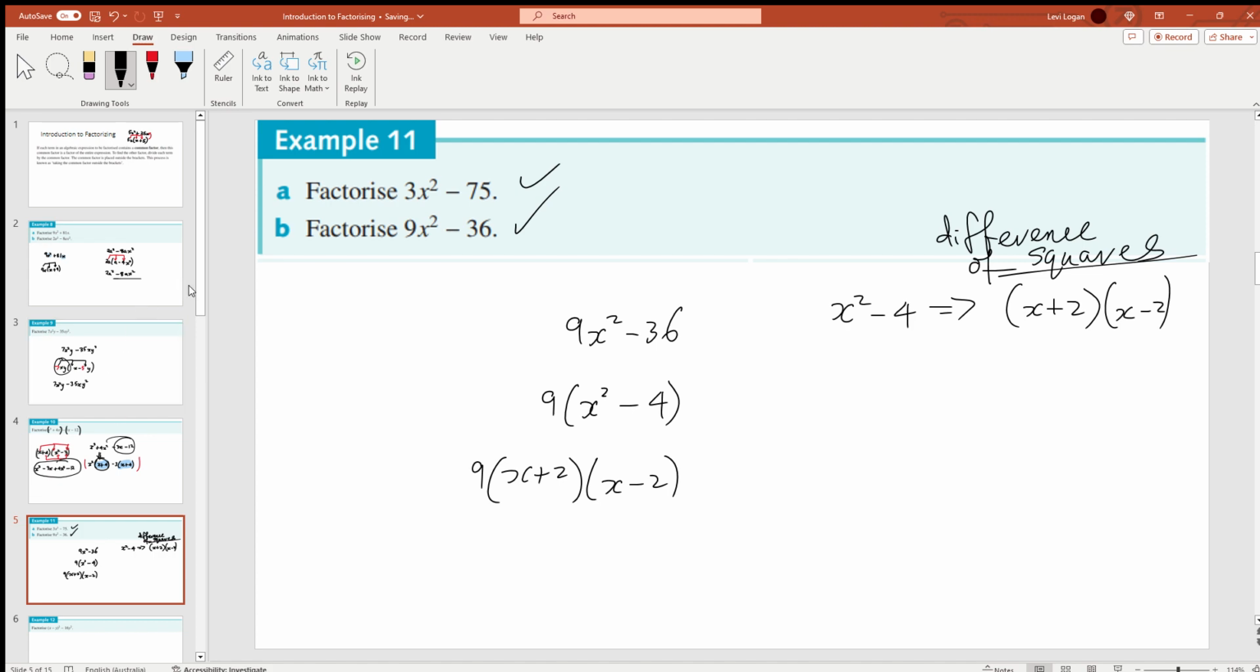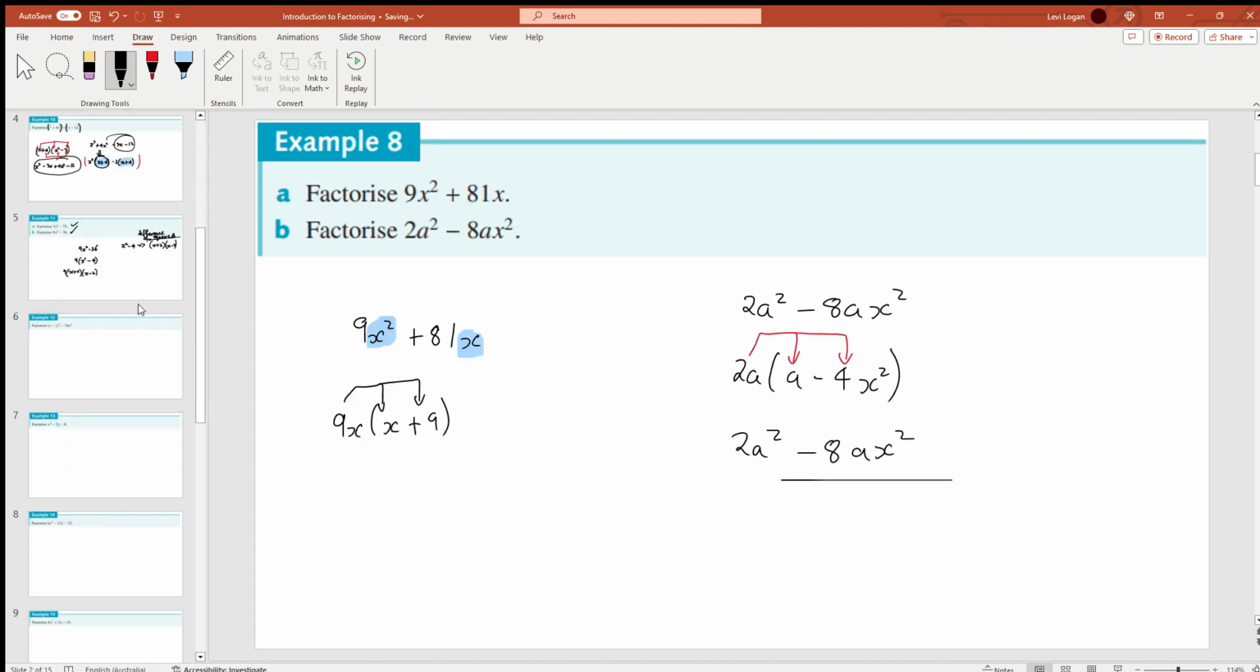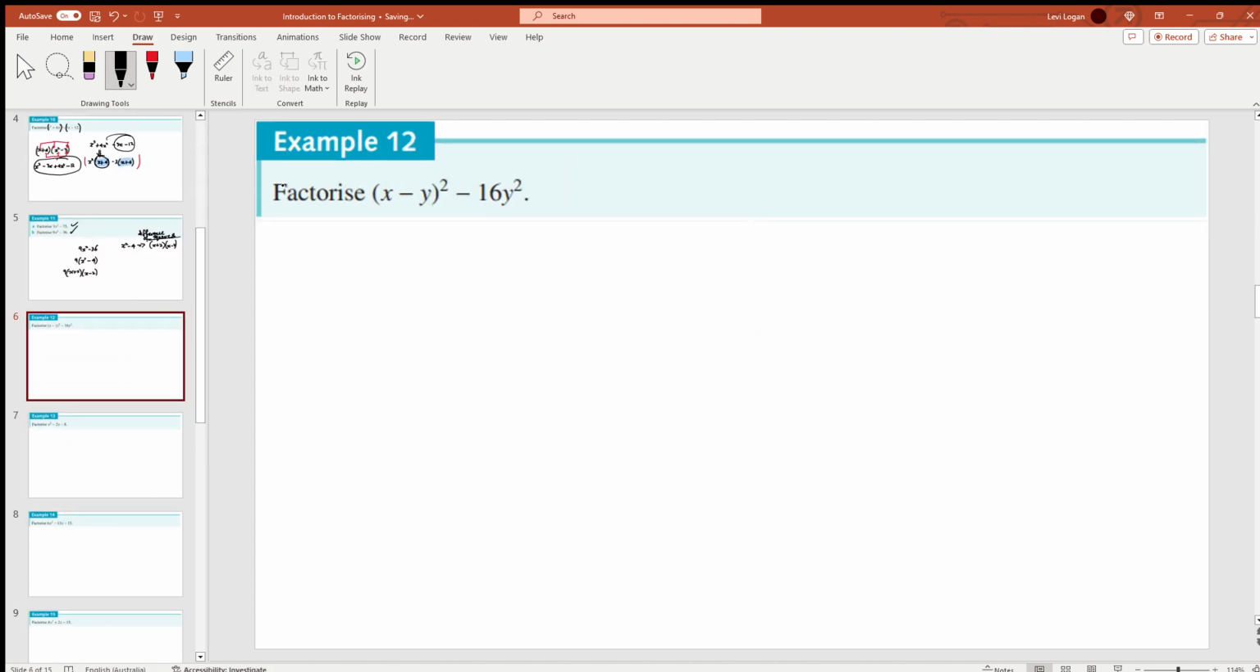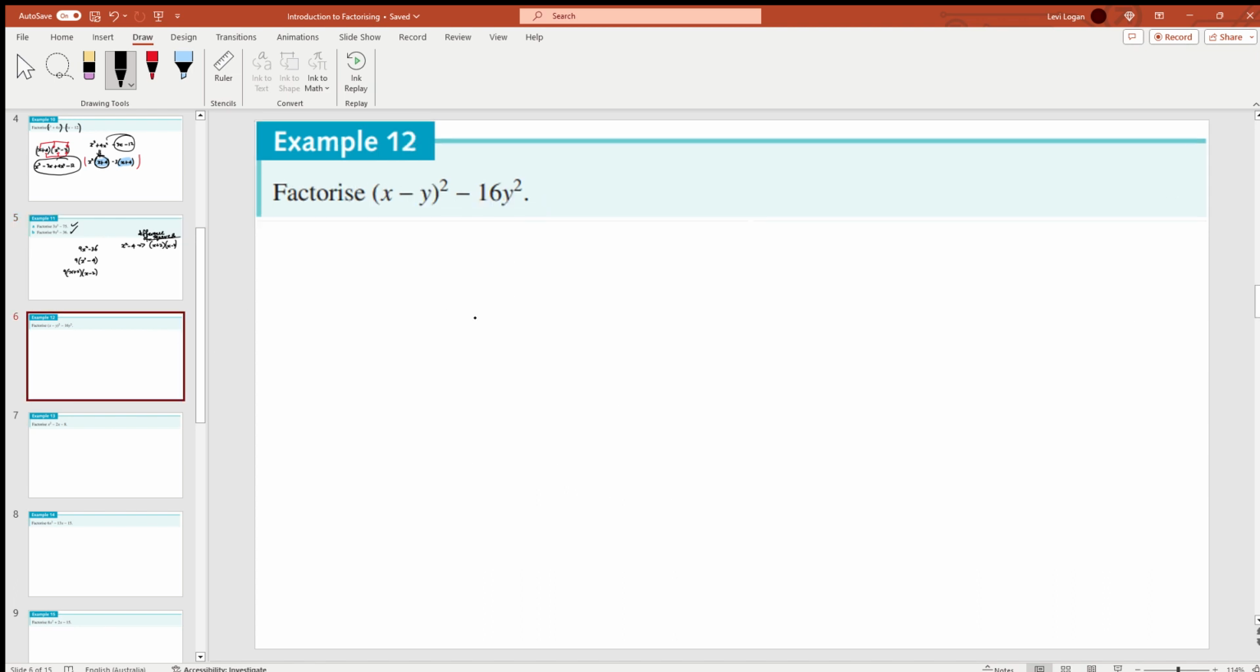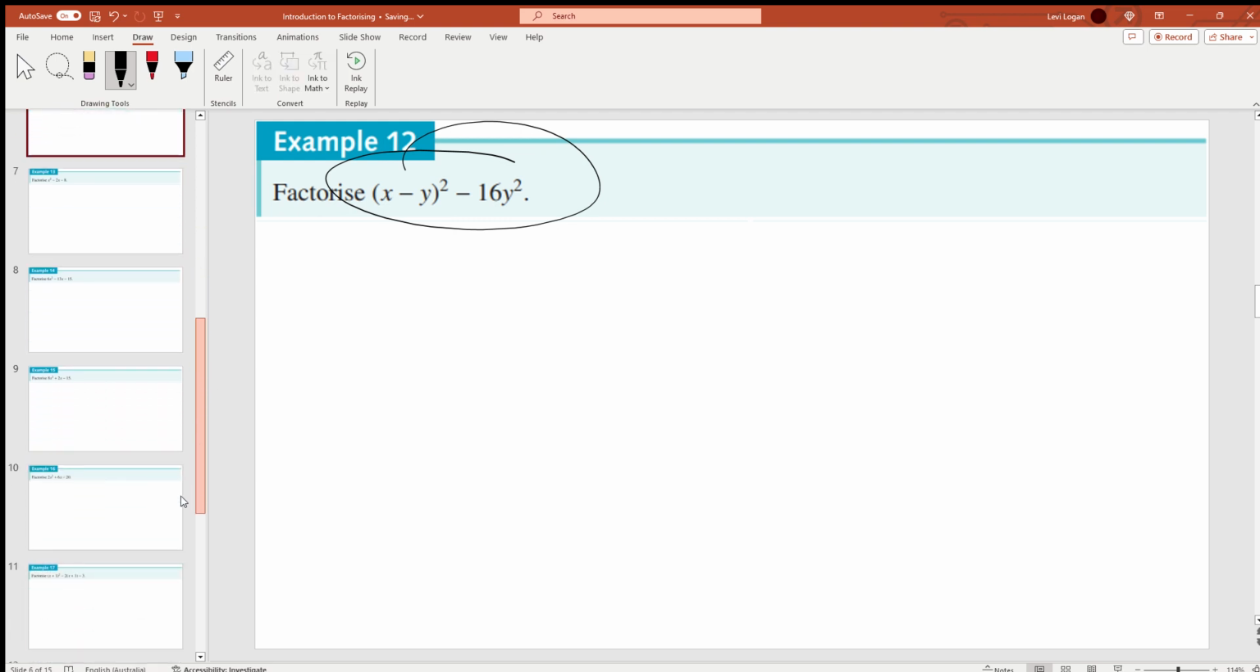Let's move on to the next example pretty much. Oh, that's the previous one. Alright, factorize the following. Actually, I think I might leave it for that video because I don't want to make this one too long. It's 10 minutes. So I'll see you in part 2 where we'll be starting example 12. And then we'll go through the rest of them pretty much.